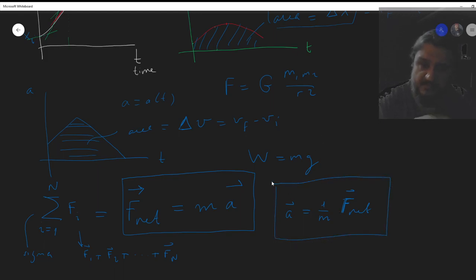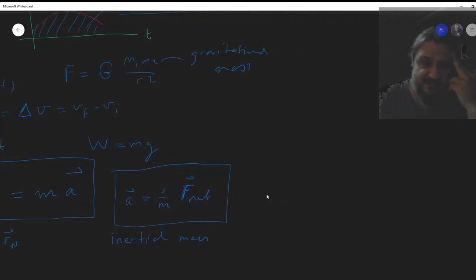Alright, so this is the inertial mass. Inertial mass. There's no gravity here, right? It just has to do with the motion, concepts of motion, inertial mass. Whereas this was gravitational mass. But we don't have different masses. We just have one mass, right? The objects have one mass, so these two are equal, okay?